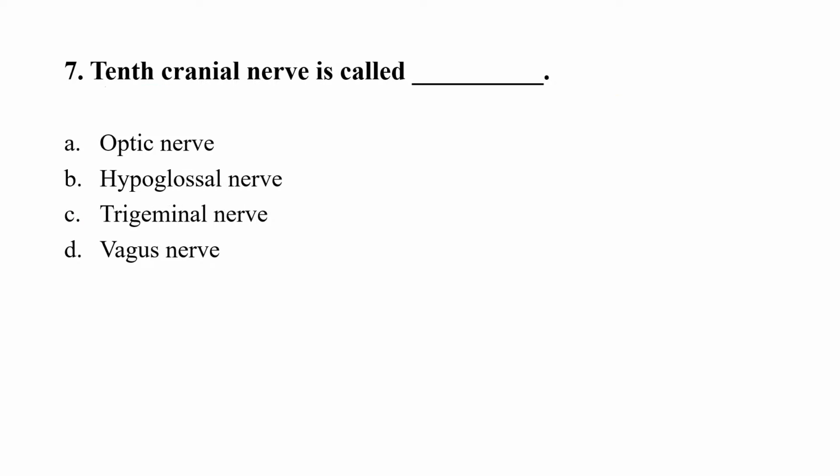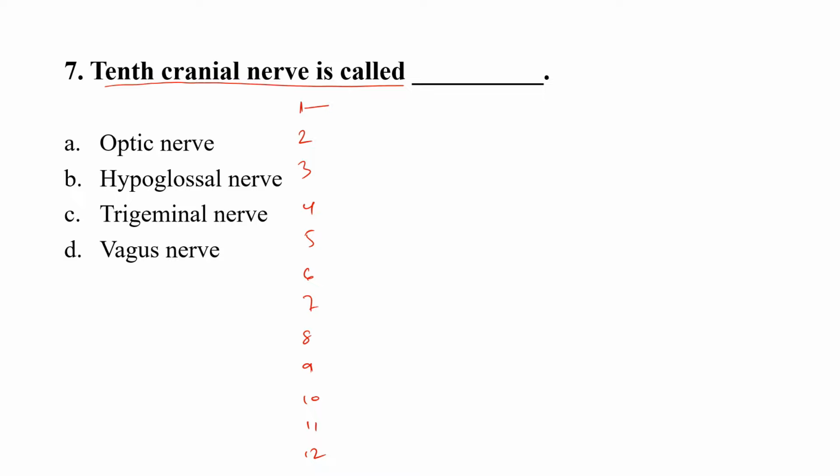Question number 7. The 10th cranial nerve is called option A, optic nerve. Option B, hypoglossal nerve. Option C, trigeminal nerve. Option D, vagus nerve. There are 12 cranial nerves, 1, 2, 3, 4, 5, 6, 7, 8, 9, 10, 11, 12.